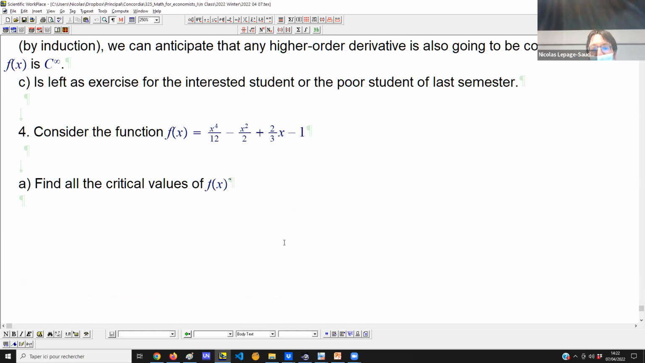So what should I do? Yeah, so critical values is either maximum, minimum, or inflection point.